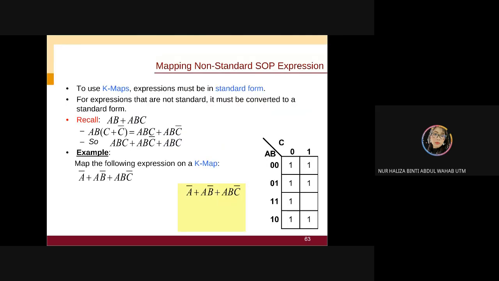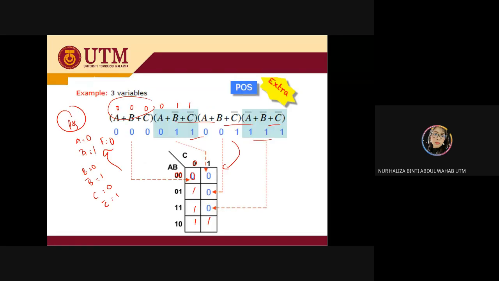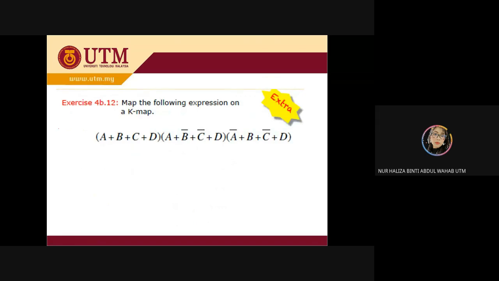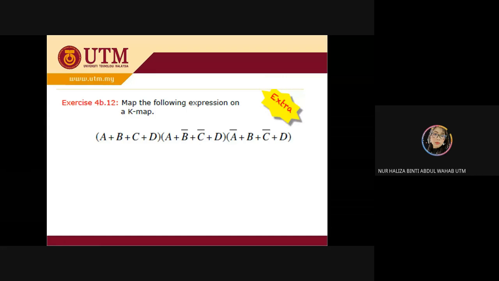Yesterday I already taught you. Okay, now this is the part that I informed you we're going to continue today. Yesterday you were given full standard SOP and standard POS in all the examples, so it was very easy for you. You can just fill in all the values. But if it is non-standard, what will happen? I'll give you a simple example.